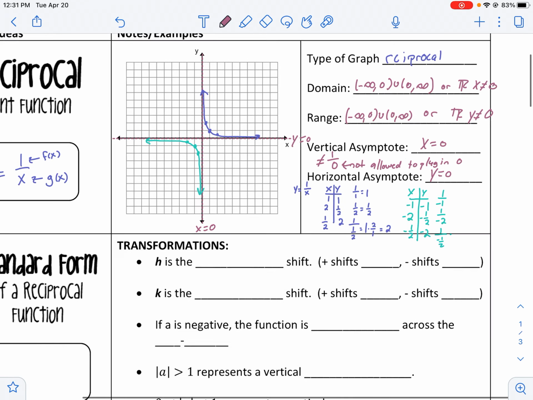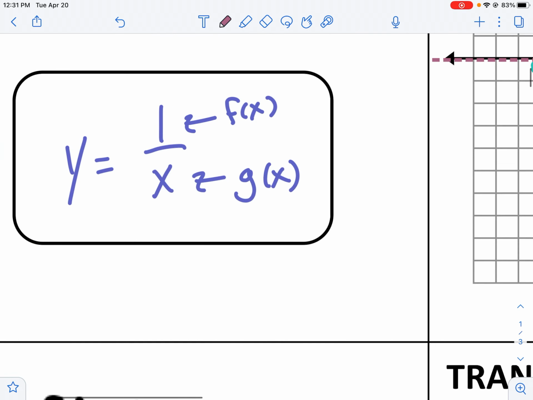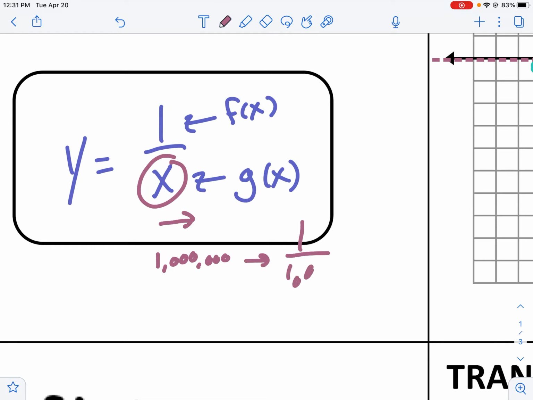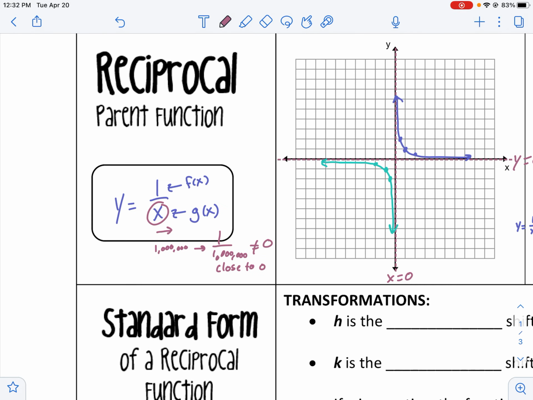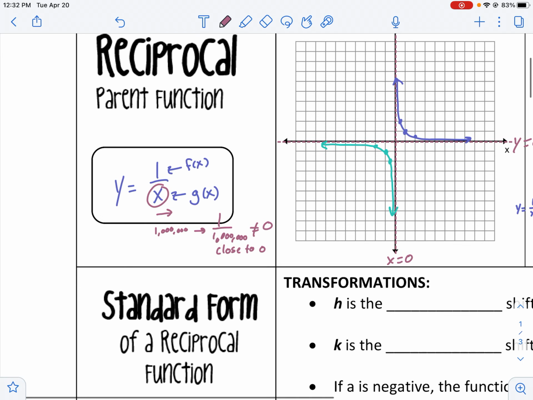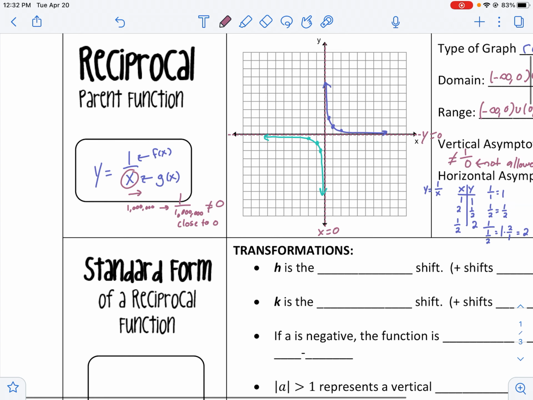Thinking about the horizontal asymptote, this is a little bit harder to comprehend, but as we go to the right forever, say we plug in 1 million into this equation, then we would get 1 over 1 million. This does not equal 0. It's 1/1,000,000th. But this is really close to 0. So no matter what you plug in for x, you're always going to be a number. It's never going to quite be 0, although it keeps getting closer and closer to 0.